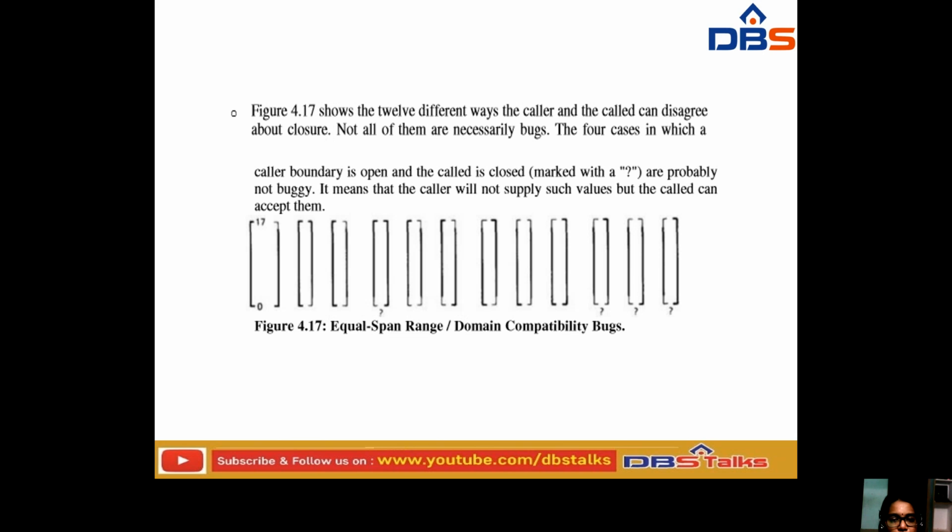If you have observed this figure also, here equal span range about the domain compatibility bugs, it shows the 12 different ways that the caller and the called can disagree about the closure. Not all of them are necessarily bugs. The four cases in which a caller boundary is open and the called is closed, marked with a question mark, are probably not buggy. It means that the caller will not supply such values, but the called can accept them.